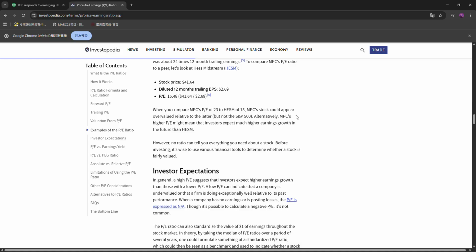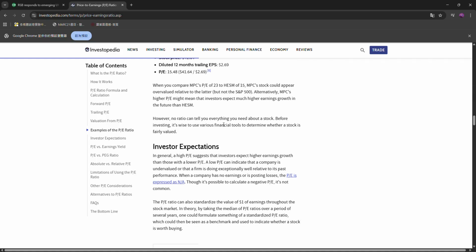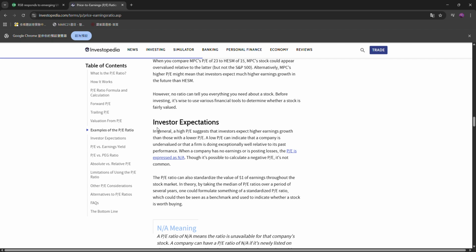Alternatively, MPC's higher PE might mean that investors expect much higher earnings growth in the future than for HESM. However, no ratio can tell you everything you need to know about a stock. Before investing, it's wise to use various financial tools to determine whether a stock is fairly valued.